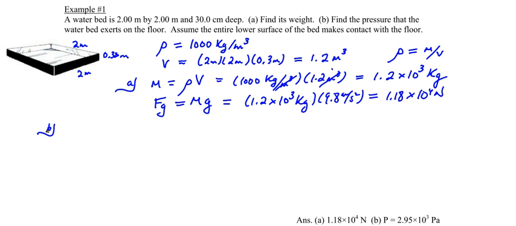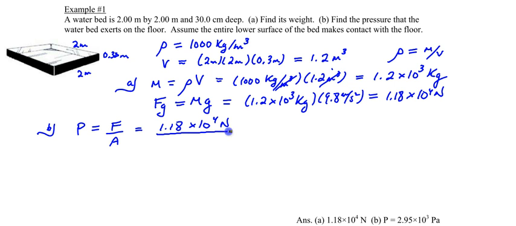Part B is asking you to calculate the pressure that is exerted by the water on the floor. And we're assuming that the bed is in its normal position so that the entire lower surface of this bed is in contact with the floor. So, if you want to calculate the pressure, pressure is force over area. You just calculated the force. The force is 1.18 times 10 to the power 4 newtons.